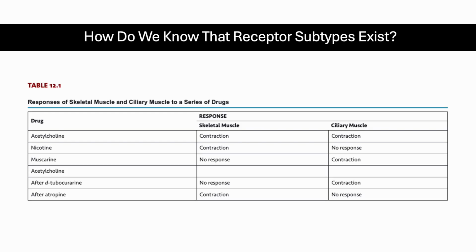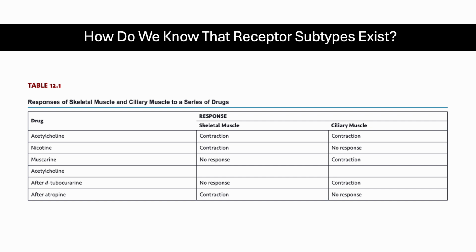So, how do we know that receptor subtypes actually exist? Really, it's because we have been able to observe the responses to different drugs. Here on table 12.1, this illustration shows the different drug responses that helped lead to the realization that receptor subtypes exist. The data summarized here is the result of an experiment designed to study the effects of the natural transmitter acetylcholine and a series of different drugs that you see here.